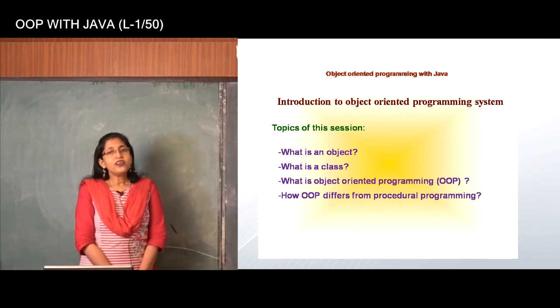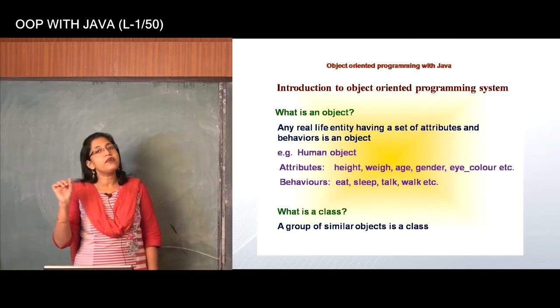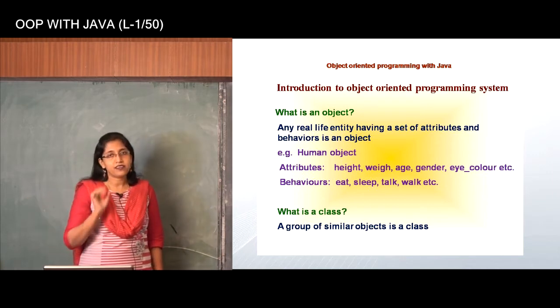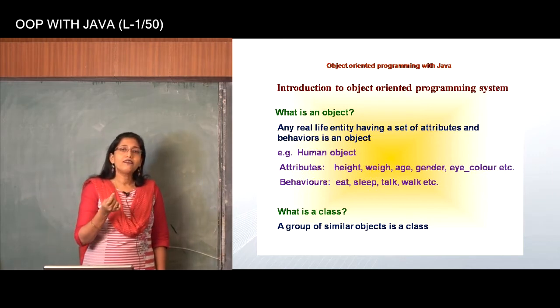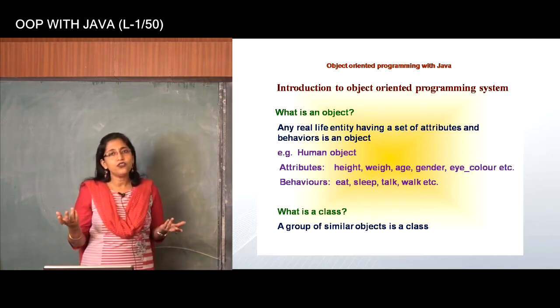To learn Object-Oriented Programming, first we need to know what is an object. What is an object? Any real-life entity having a set of attributes and behavior is an object. For example, light, fan, chalk, duster, myself, you, all are objects.